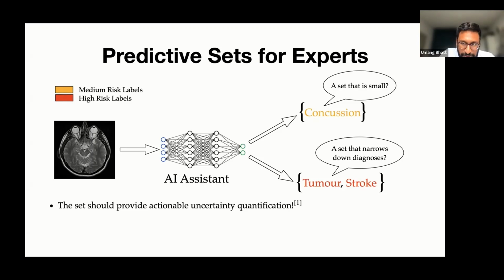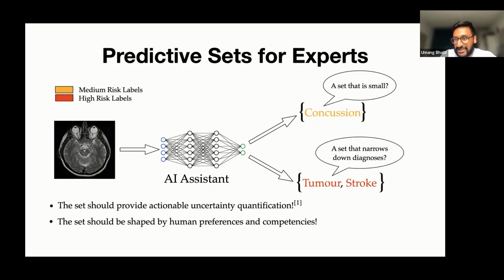But what this kind of predictive set work allows you to do is provide actionable uncertainty quantification, and it allows you to shape some of these sets by human preferences and competency. So more to come on this. We have some work in the pipeline on this, as well as this work at IJCAI this year. So if you're interested, please do take a look.